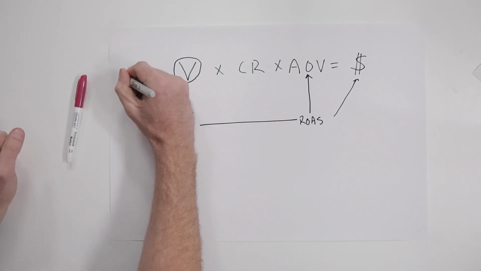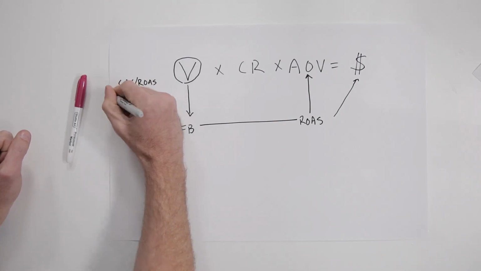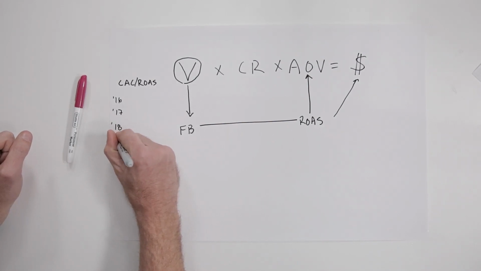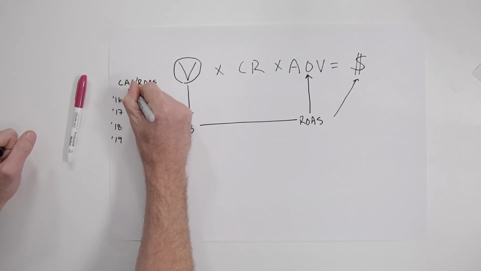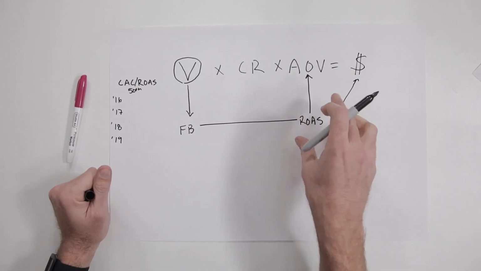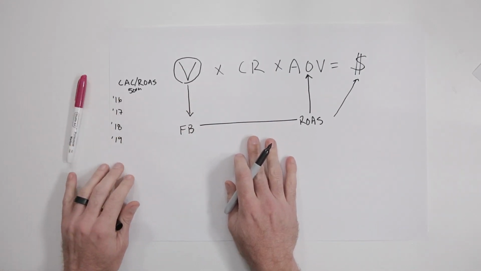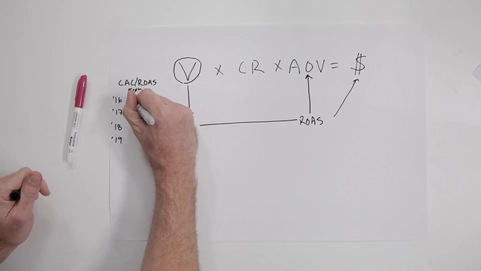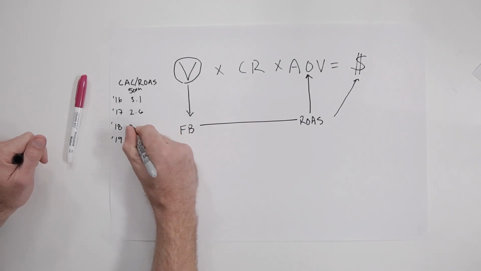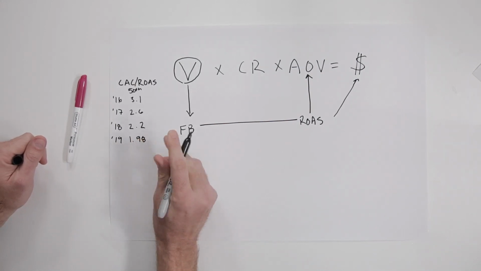One, if we were to look at CAC or ROAS by year on this channel, so if we go, let's call it 16, 17, 18, and 19, and we were to try and find a 50th percentile outcome, the sort of average or median, whatever metric you want to use, across all of our clients in terms of ROAS on the platform from these 4 years, it would look something like this. In 2016, it was about a 3.1. 2017, it was about a 2.6. 2018, something like 2.2. And then 2019, somewhere right around 1.98, or 2 to 1.